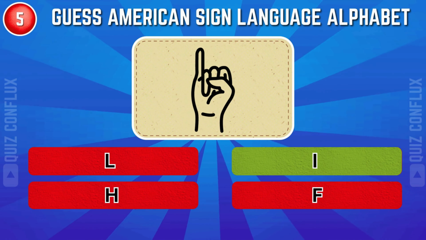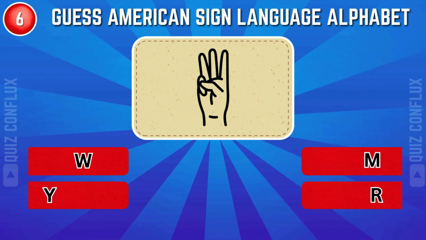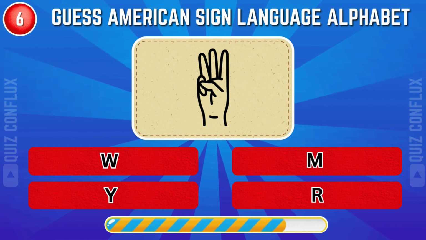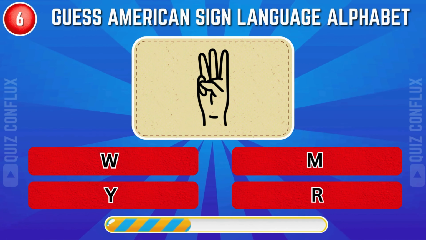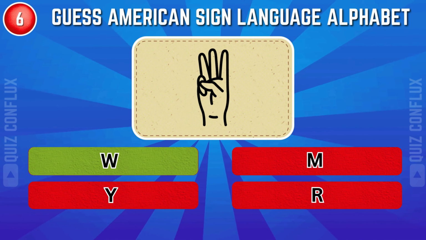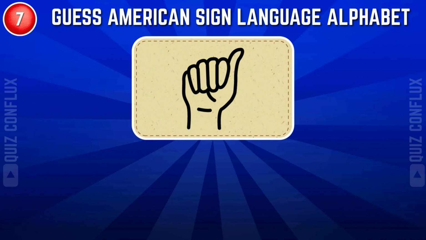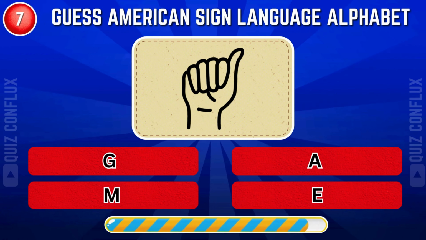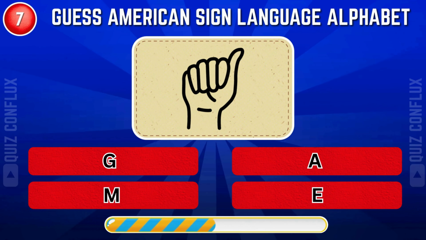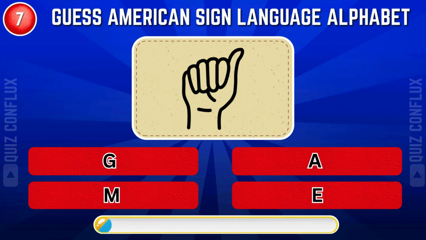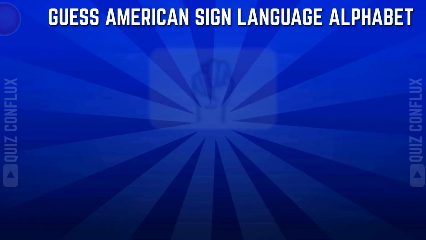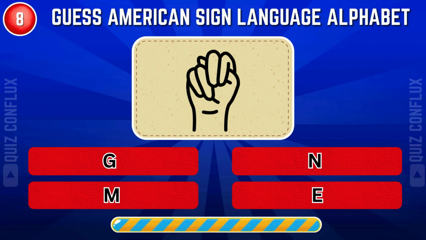Yes, you got it. I. What letter does this mean? Correct. Letter W. This ASL alphabet sign. Yes, that's A. Which ASL alphabet is this?